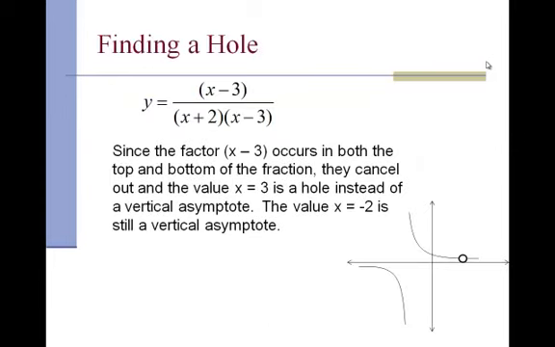Looking at this example, x minus 3 appears on both the top and bottom of the fraction. So that factor is going to cancel out, and instead of there being a vertical asymptote at x equals 3, there's a hole in the graph there. So what you do is you go over to x equals 3 when you draw your picture, and you just put a little hole in your graph, just like I did here on this picture. The other asymptote at x equals negative 2 is still going to be a vertical asymptote there. That doesn't change. It's just that we don't have a vertical asymptote at 3 because of that factor canceling.